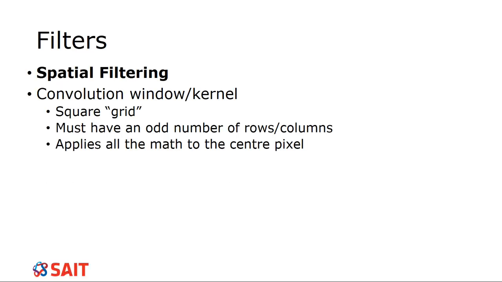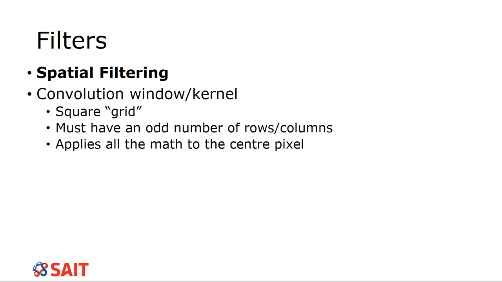So here we have filters, and on the filtering side of things, there are two major categories: spatial filtering and frequency filtering. The first filtering we're going to look at is spatial filtering. Spatial filtering uses something called a convolution window or kernel. This is like a square grid. Think of it as taking a bunch of wood, creating a grid, and then putting a coffee filter underneath it. It's the same idea.